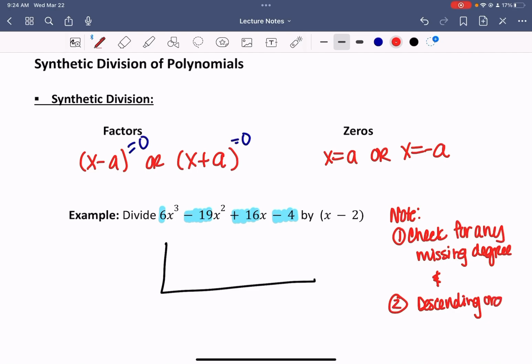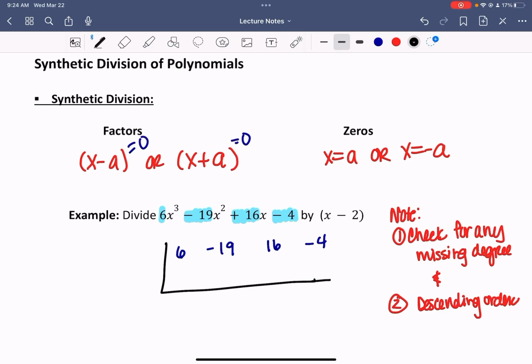Now, when we were working with long division, it was more of an organizational tool. In synthetic, it is a requirement. If you don't have these two things, what you're working with is not going to be correct. Now, we're only going to put our coefficients in this division bar. So I'm going to put 6, negative 19, 16, and negative 4. And you do have to keep those negatives with the numbers.